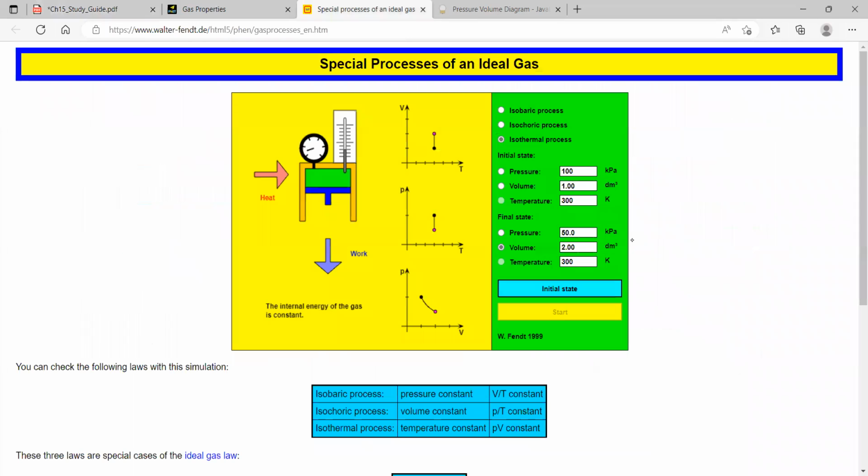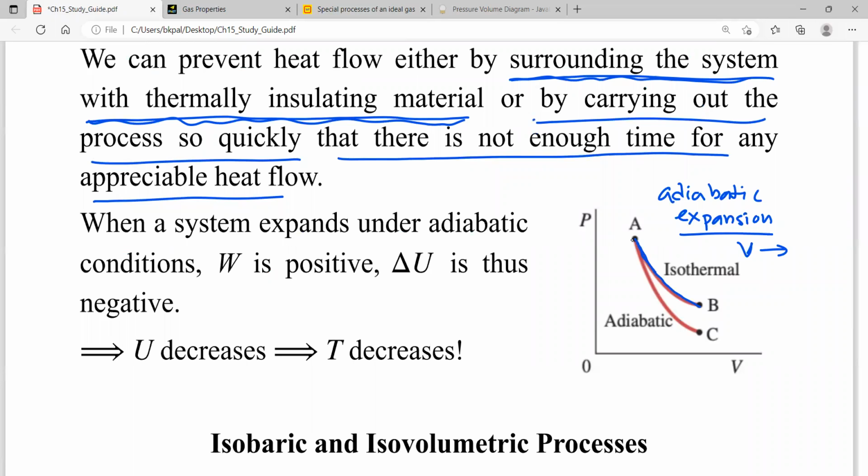So you can see this here. I think actually we don't have adiabatic here, so I cannot show you. Okay, so adiabatic expansion means volume increases, and volume increases means T decreases. And adiabatic compression means the opposite. Compression means V decreases, so T increases.